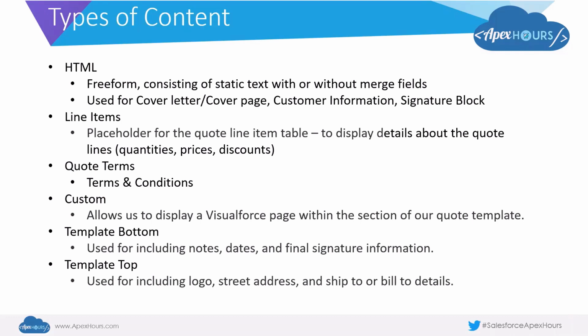So the next one is the custom type of content. This basically allows us to display a Visualforce page within the section of our quote template. The last two, which are more similar to the HTML types, are template bottom and template top. Template bottom is typically used for including notes, dates, and final signature information, while template top can be used for including logos like company logos or street address and ship to or bill to details.